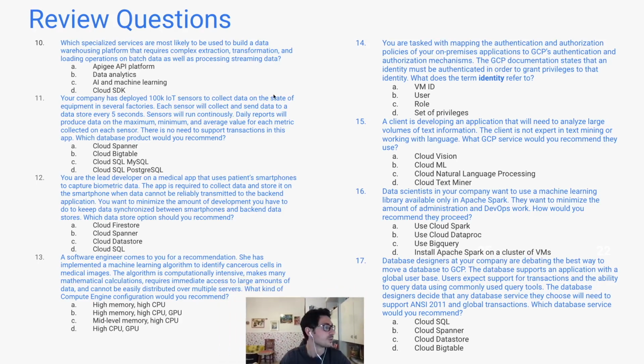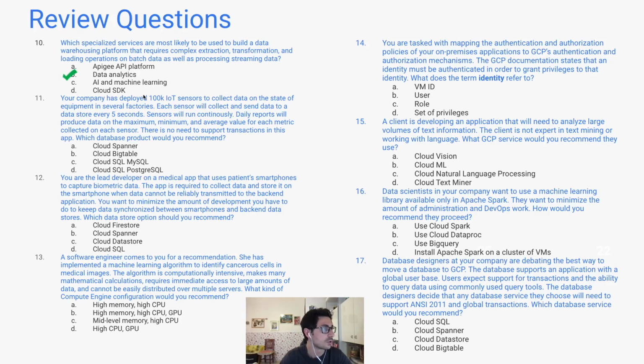Okay. Which specialized services are most likely to be used to build a data warehousing platform that requires complete extraction, transformation, loading operation on batch data, as well as processing streaming data? Well, this is data analytics, right? It's not Apigee, absolutely not. Machine learning, we didn't say we need to do machine learning on it. Cloud SDK, no. So data analytics.